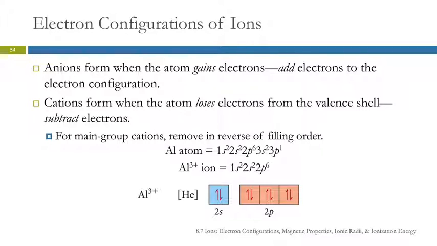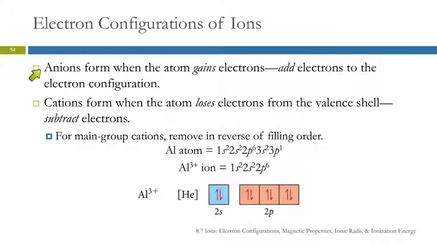So we're going to look at ions. We're going to look at their electron configurations. We're also going to look at some magnetic properties and radii of ions and the energy required to make ions. A bunch of periodic trends here.